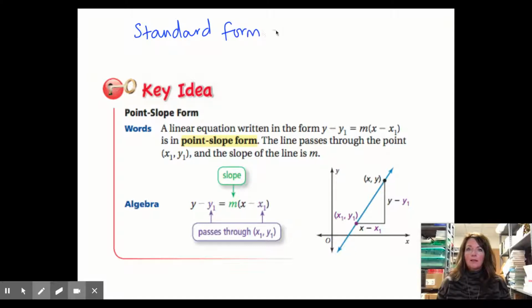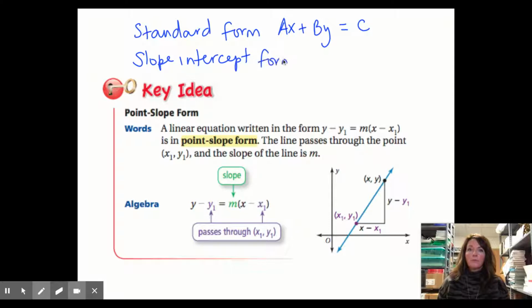And it just kind of depends. Like when we have the variables on both sides, so we have ax plus by is equal to c. So both y and x are on the same side of the equation. That's called standard form. We have slope intercept form. And that's when we have solved for y. We call this function form. Slope intercept form is most familiar because we have solved for y.